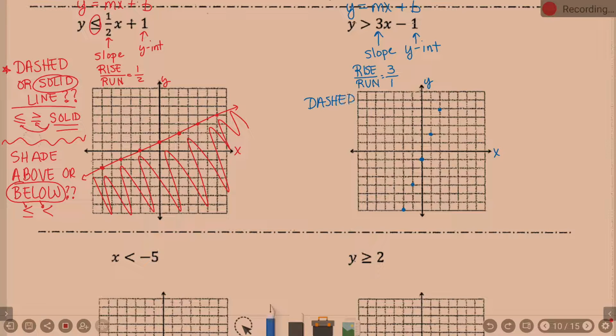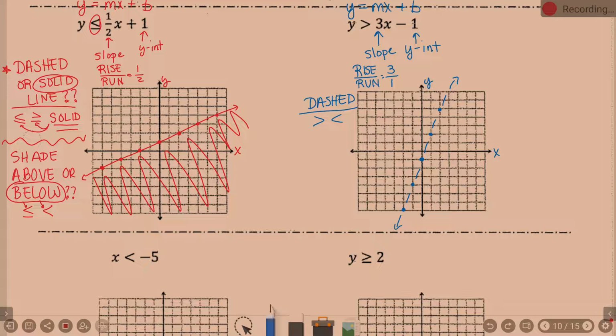Okay, there we go. It's not equal to. So, greater than or less than is a dashed line. Dash, dotted, I don't care what you call it. Broken. Okay? Because it is broken into pieces. Dashed or dotted are the traditional ones, and I use them interchangeably.